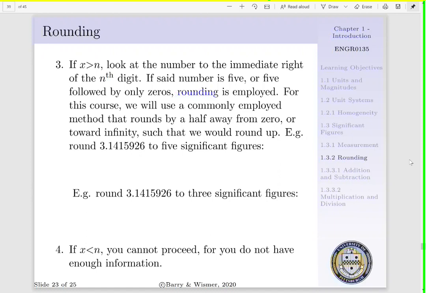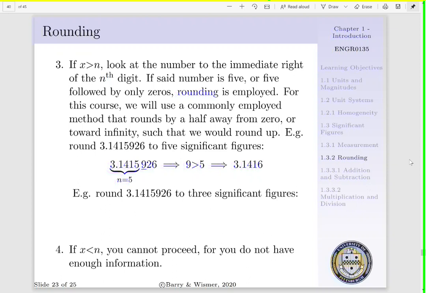For example, if we want to round 3.141596 to 5 significant figures, we would do the following. We're going to count out 5 digits, 3.1415, and we're going to look to our right. That's a 9. 9 is greater than 5, so we are going to add unity to our last digit, i.e. we're going to add 1 to 5 to take that last digit to 6. And we'll report our answer as 3.1416.